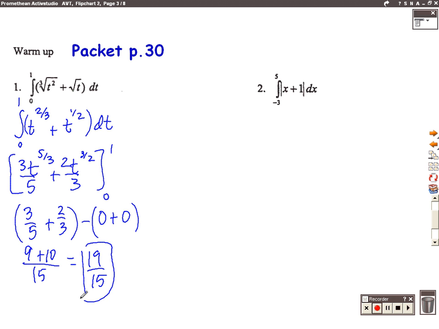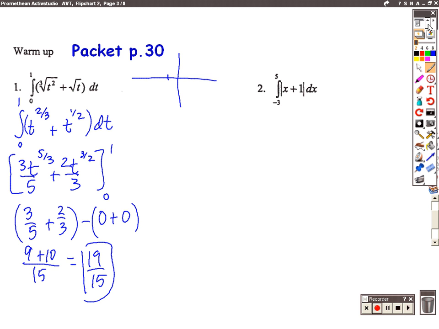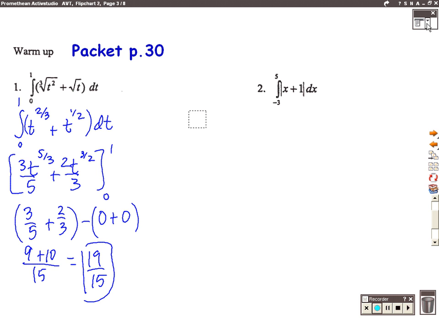Problem number 2 is an absolute value problem. When you see absolute value, you should start thinking about graphing it. This is shifted to the left 1 unit. Actually, let's move that down just a little bit. Alright. So let's move it down a little bit, and it's shifted to the left 1 unit, which is the vertex. The vertex is the key to the problem.